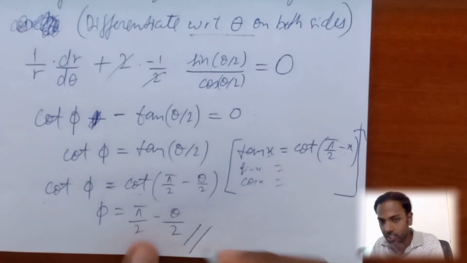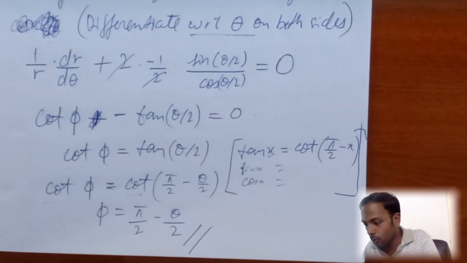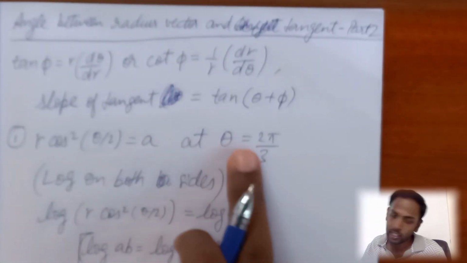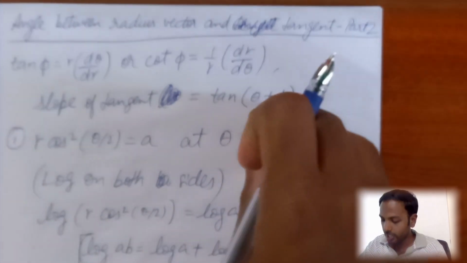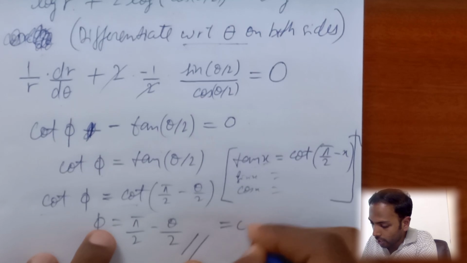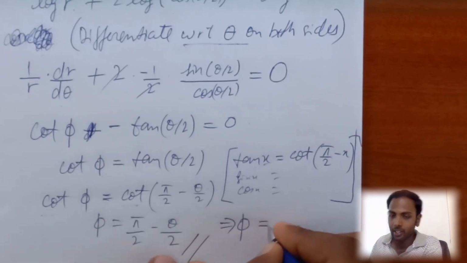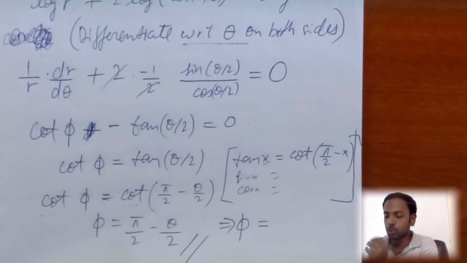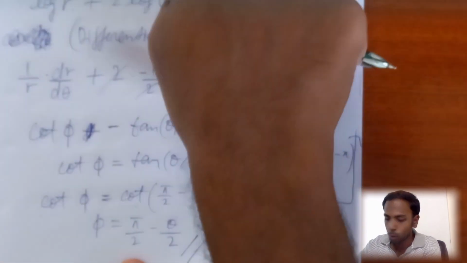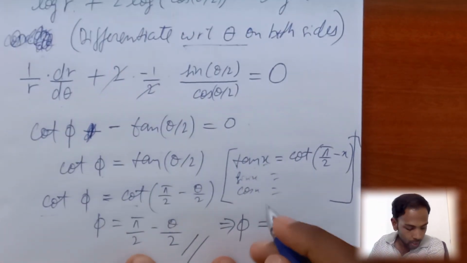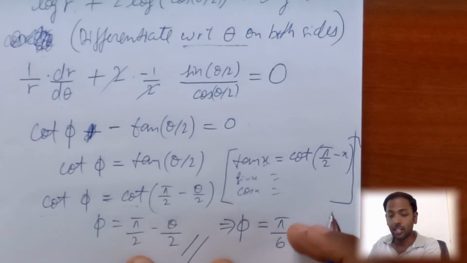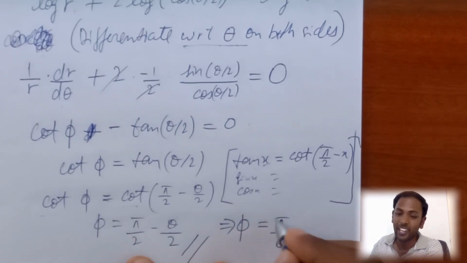So this is a partial answer. Complete answer would be, see here, theta value is given to you in this question. In such questions, theta value will be given to you. Just put theta value here, substitute here, and then you will get phi. Just in place of theta, put the theta value, which is nothing but 2 pi by 3 here, and then phi you will get it as finally pi by 6 in radians. Okay, this is in radians because it is in terms of pi.